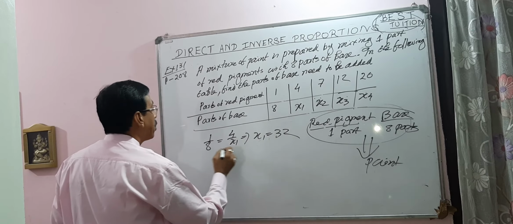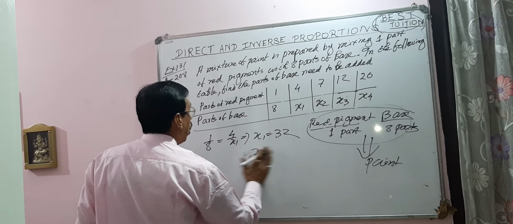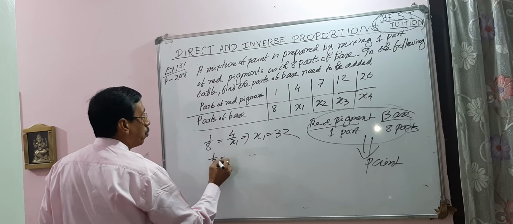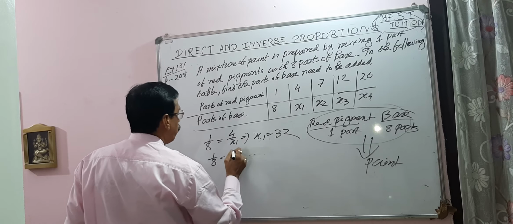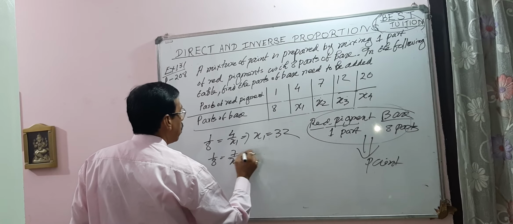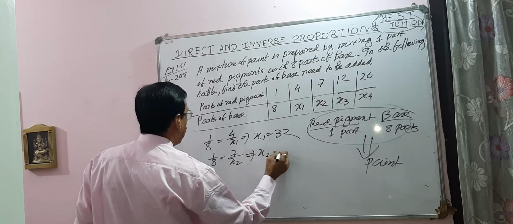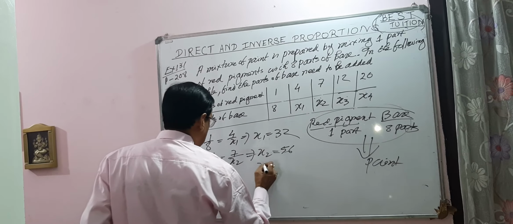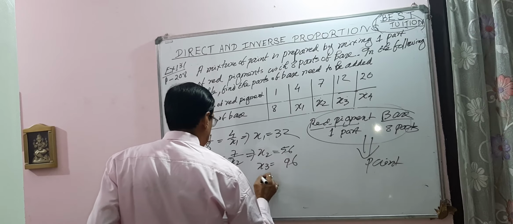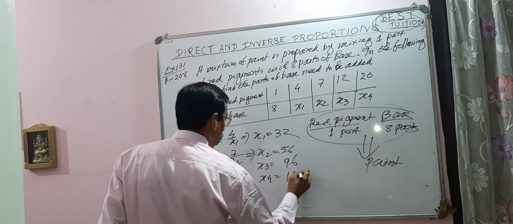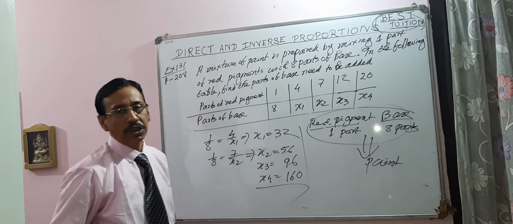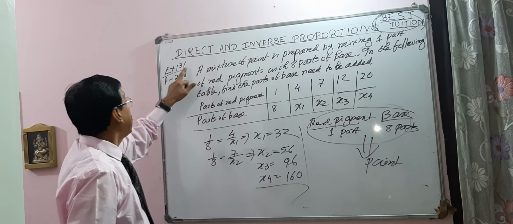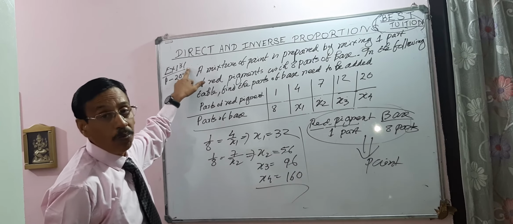Like this way, x2 will be, let us solve. 1 by 8 is equal to 7 by x2, which means x2 is equal to 56. Like this way, you can solve. x3 is equal to 96. x4 is equal to 160. Okay, friends. I think your concept is clear. Now, go to this exercise and try to solve.